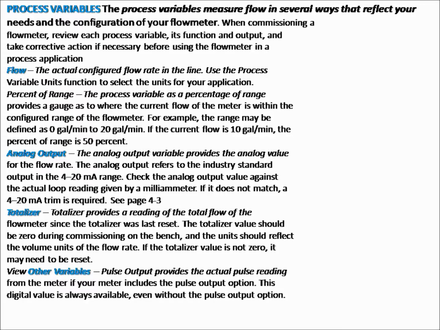So what is the process variable or PV? It can be flow, analog output, totalizer or other variable like pulse output in mag flow meter. Flow is the primary parameter we want to measure first. Analog output according to flow can be second parameter. Totalizer, which is nothing but the total flow, can be started, stopped or reset to 0.